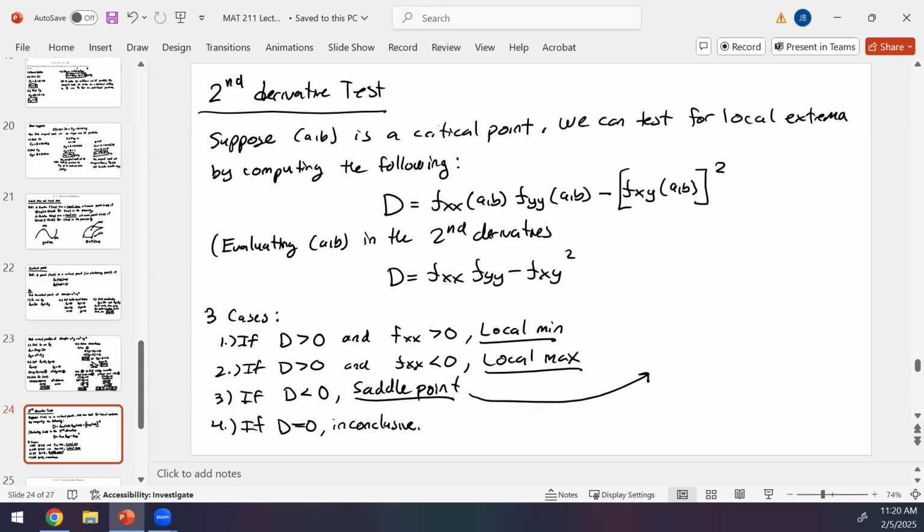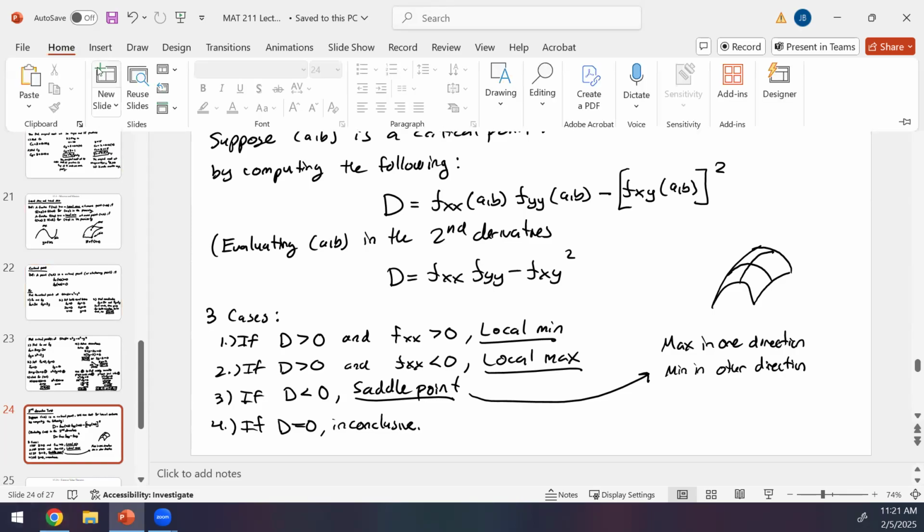And so going to saddle point, this just means max in one direction, minimum in the other direction. So if you picture a saddle, in one direction it's going up, and in another direction it's going down. So in this case it's going like this, and then in this case it's going like that. Not a very good saddle to be drawn, honestly, but that's the basic principle.